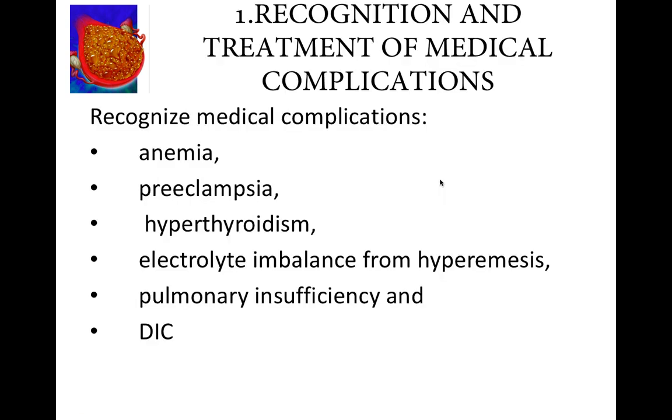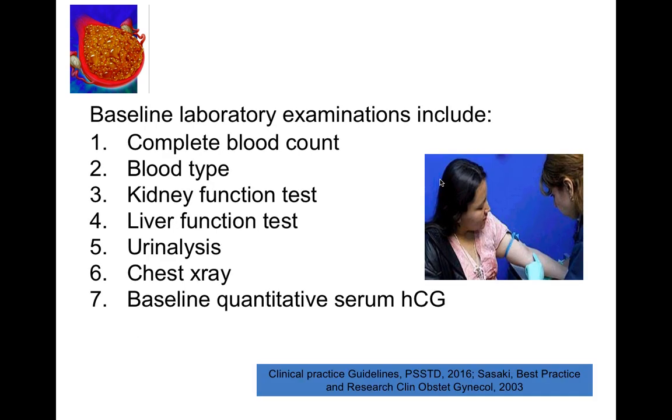So we begin with the recognition and treatment of medical complications. So as you can see, the medical complications seen would include anemia, preeclampsia, hyperthyroidism, electrolyte imbalance from hyperemesis gravidarum, pulmonary insufficiency, and even DIC. So these are the baseline laboratory examinations we should order.